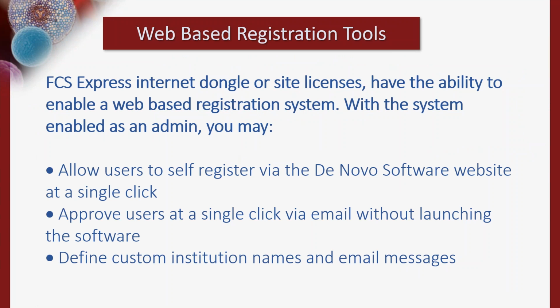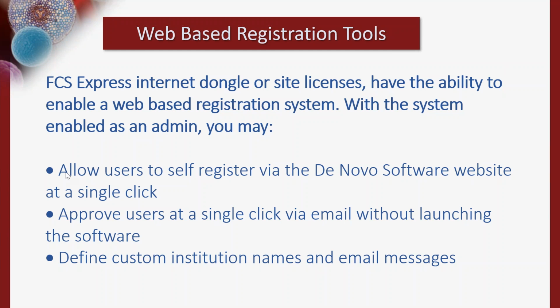So to get started, FCS Express Internet Dongles or Site Licenses have the ability to enable what we call a web-based registration system. With the system enabled, as an admin, you'll be able to allow users to self-register via the Dongle Software website at a single click. You'll also be able to approve users at a single click via email without actually having to launch FCS Express. And you'll also be able to define custom institution names and email messages.